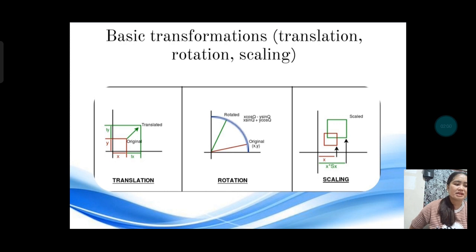And the rotation involves rotating an object around a fixed point, the center of rotation, by a certain angle. Then last is the scaling. It involves resizing an object. Scaling can be uniform, equal scaling in all directions, or non-uniform scaling by different factors in different directions. These transformations are widely used in computer graphics, animation, and simulation to manipulate objects in a virtual space.